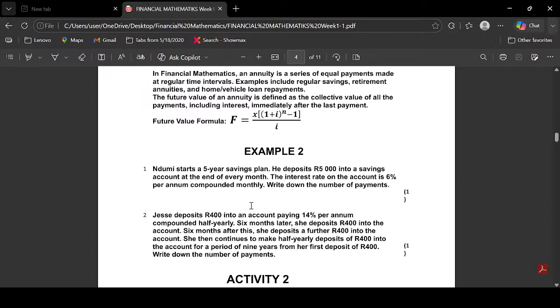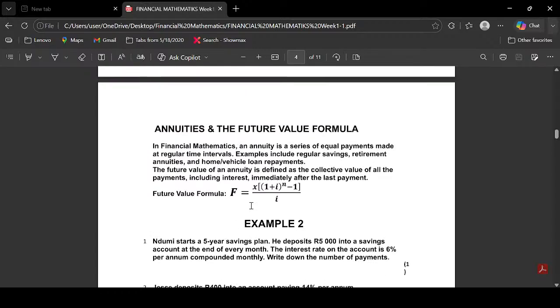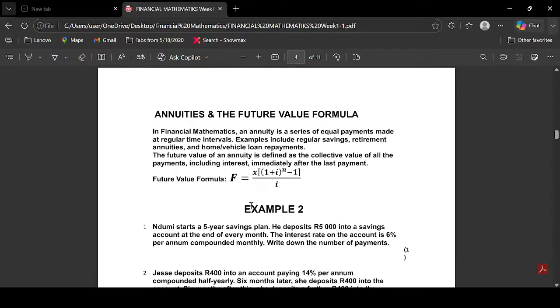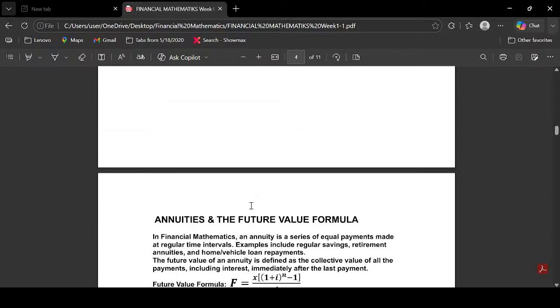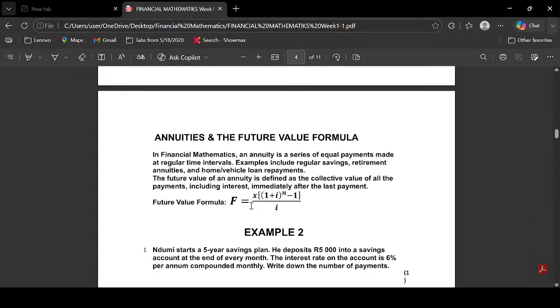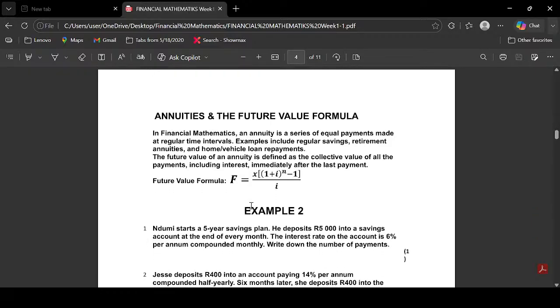This has to be somewhere whereby they are defining the thing we're going to. Annuities. Yes, they say annuities and the future value formula. Okay, so in financial mathematics, an annuity is a series of equal payments made at regular intervals. Keyword. So what is an annuity? Let's highlight it. An annuity is a series of equal payments made at regular intervals. So it should be made at regular interval. That's the keyword.